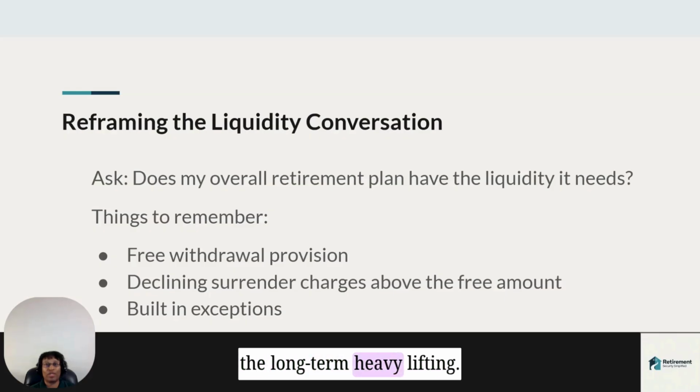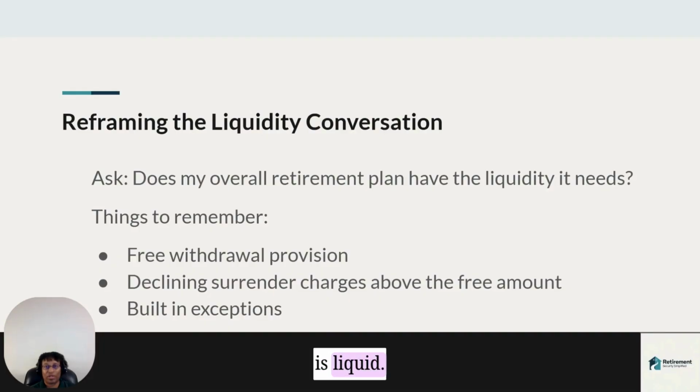the long-term heavy lifting. An FIA isn't meant to do the job of your liquid bucket. It's meant to do the job of your income bucket: steady, protected, predictable. When you evaluate liquidity, you shouldn't be asking whether the annuity itself is liquid. You should be asking whether your plan as a whole has enough liquidity built into it. That's a design question. It's not a product question.